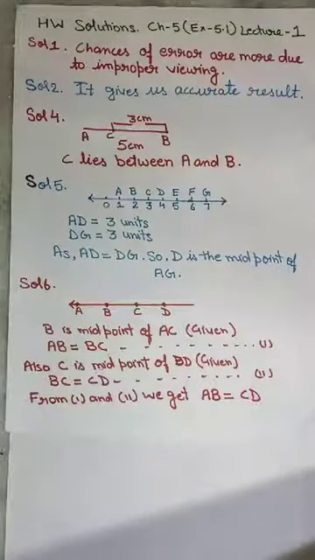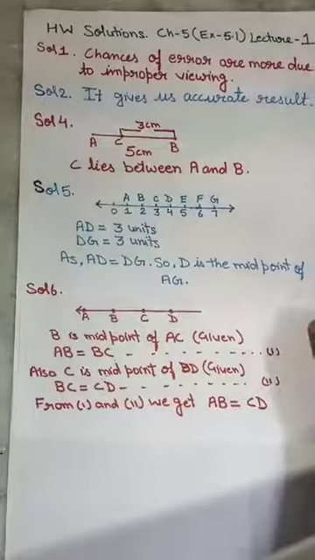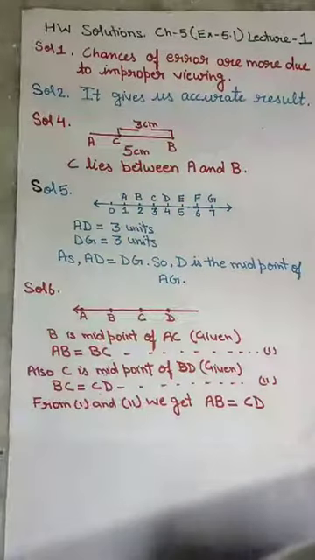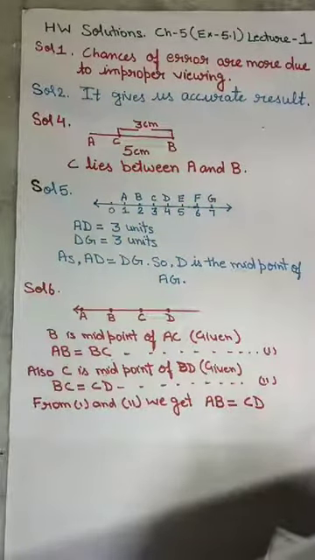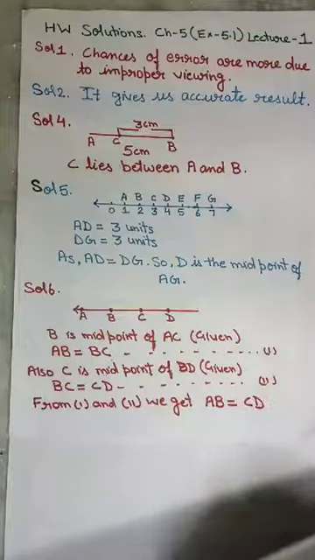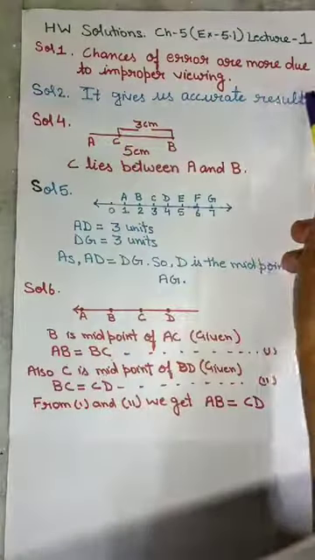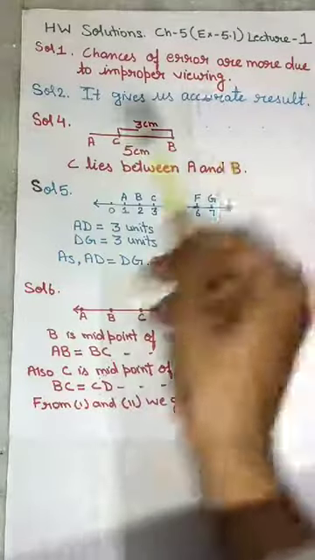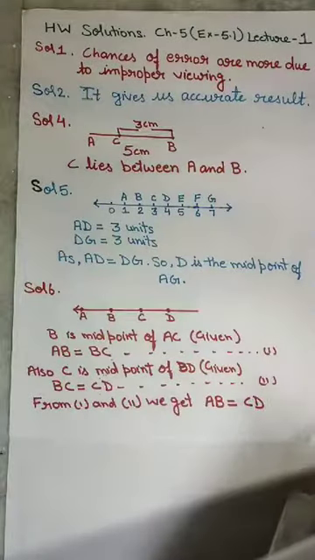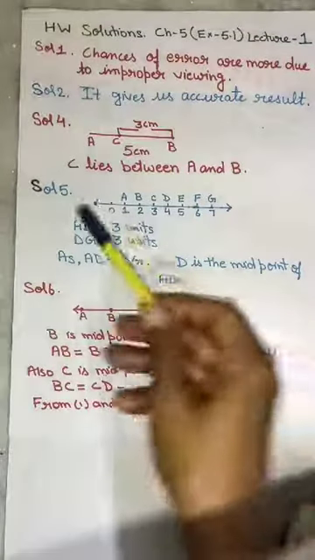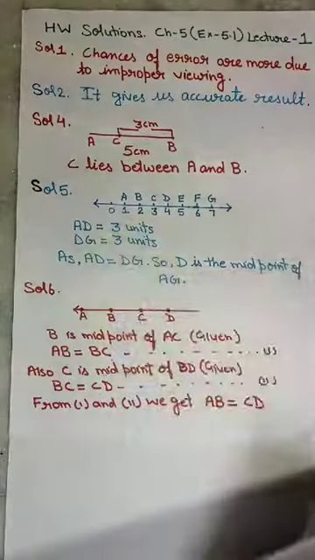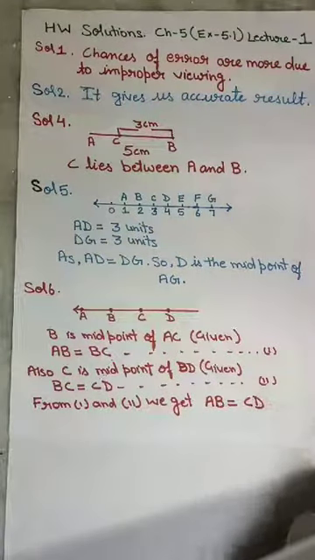Now see, this is your homework solution. I have given you to do exercise 5.1 complete. Question number 1 is, what is the disadvantage in comparing line segments by mere observation? By mere observation, chances of errors are more due to improper viewing. Second is, why is it better to use a divider than a ruler without measuring the length of a line segment, as it gives us an accurate result? Question number 3 we have done in our lecture number 1.